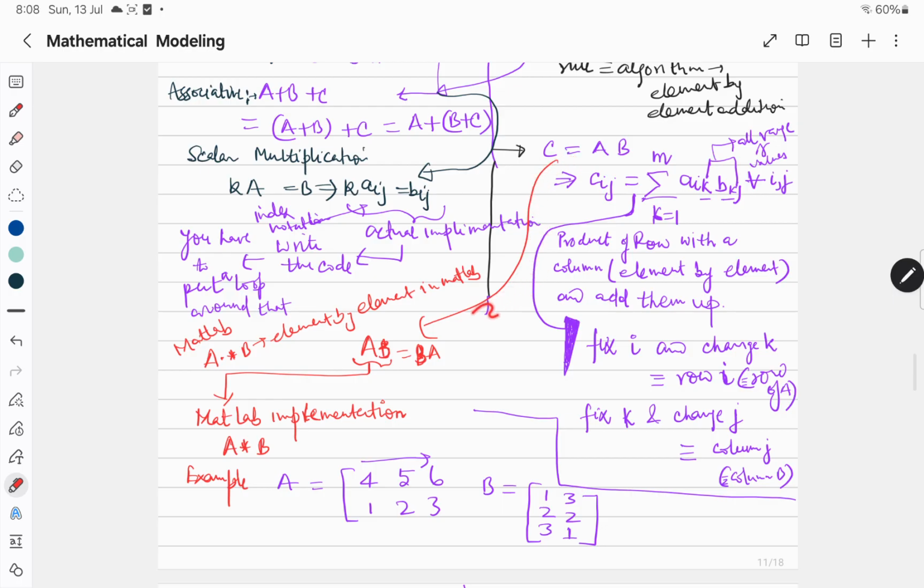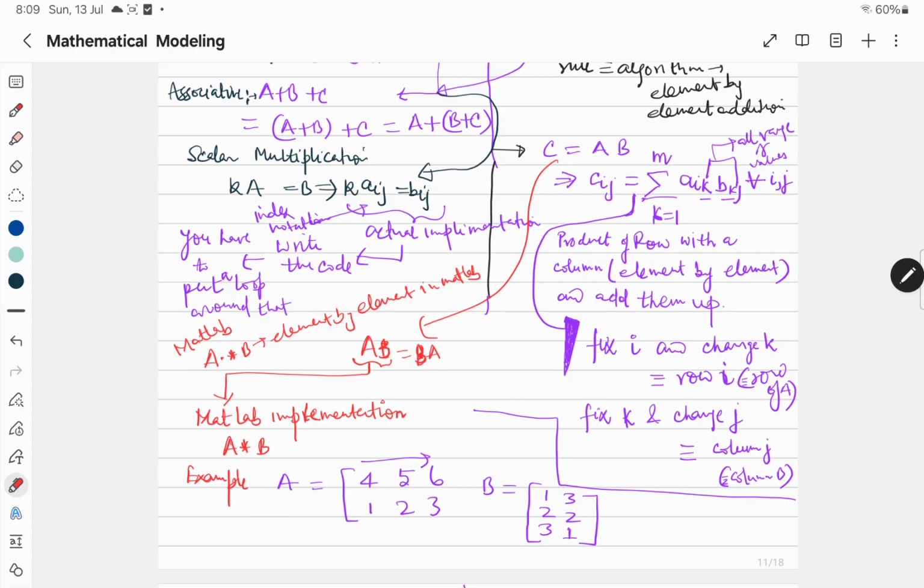Now this AB follows commutativity? AB is equal to BA is not always possible. Okay, so this AB is not element by element. If you want to multiply two matrices element by element, then there is a MATLAB operator, that is A dot star B. This is element by element multiplication in MATLAB.